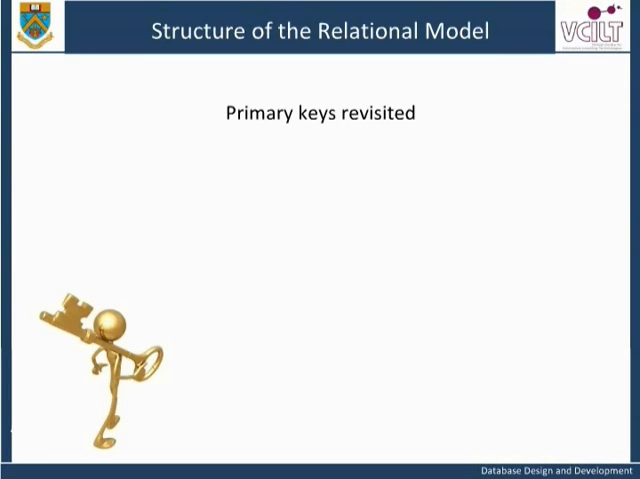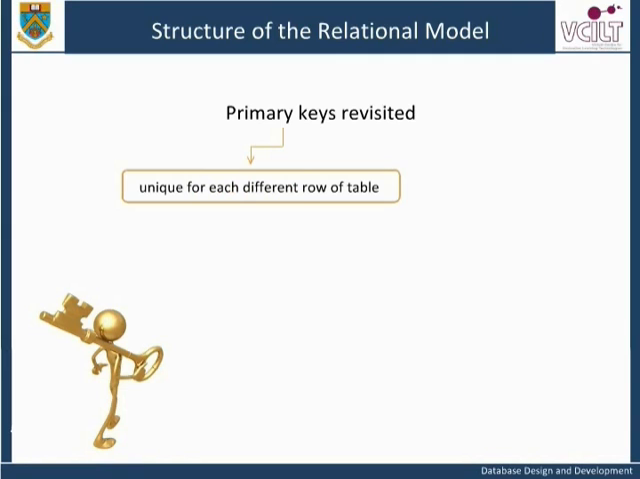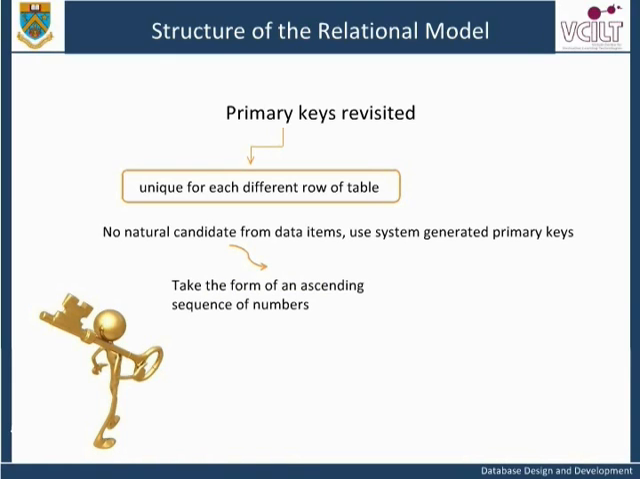The essential point to bear in mind when choosing a primary key is that it must be guaranteed to be unique for each different row of the table. And so, the question you should always ask yourself is whether there is any possibility that there could be duplicate values of the primary key under consideration. If there is no natural candidate from the data items in the table that may be used as the primary key, there is usually the option of using a system-generated primary key. This will usually take the form of an ascending sequence of numbers, a new number being allocated to each new instance of a record as it is created.